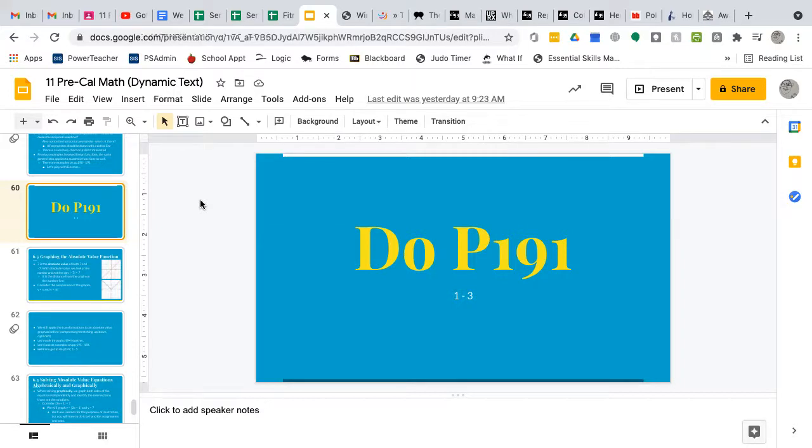2C and G. 2C, 2G. No, 3C and D. Goodness gracious, 3C and D. Holy macaroni. Well, we'll see what happens. We might have to table some of these, but we'll see. So page 191. All right.